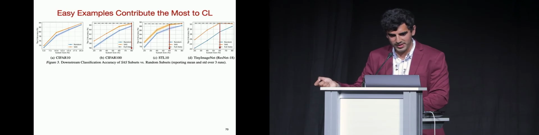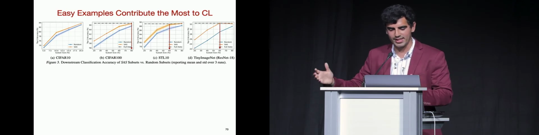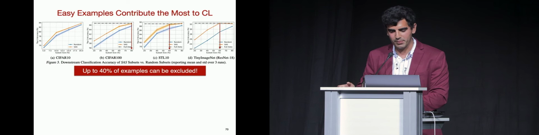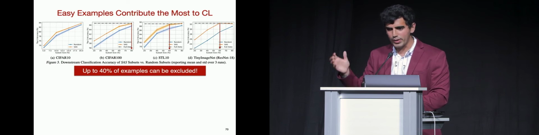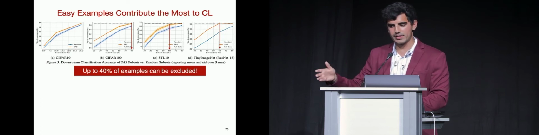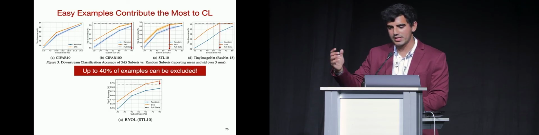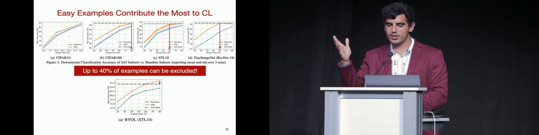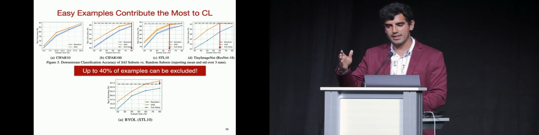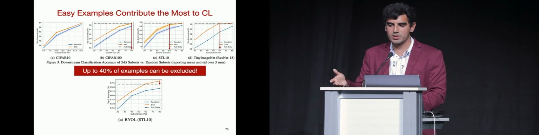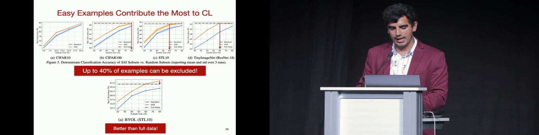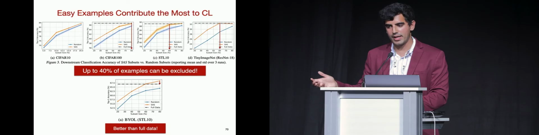Okay, so that was the intuition and the theory. Diving into some experiments now. We test this algorithm on a bunch of image classification data sets. And here we can see that for CIFAR-100, you can select 80% of the subset and get the same performance as the full data. For STL10, you can go as small as 60%, and for Tiny ImageNet as well.